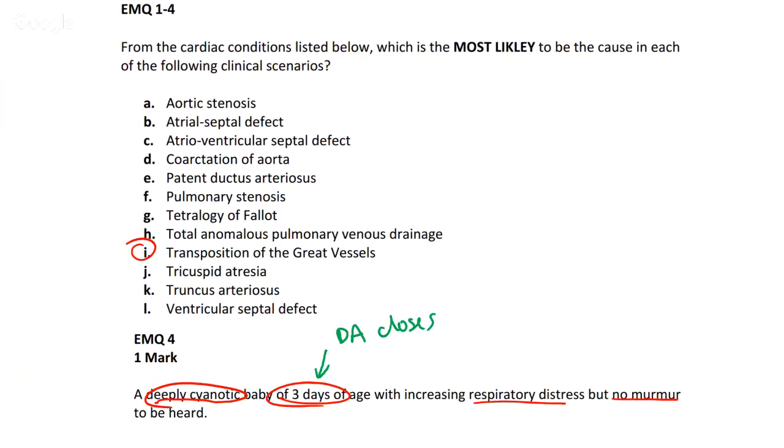Otherwise, the baby is going to die, because they don't have any connection to their lungs to be able to oxygenate that blood, which is why you require a VSD to be alive. So this baby is suddenly, at 3 days old, becoming respiratory distressed because they no longer are able to oxygenate that blood. Normally the blood would go through the ductus arteriosus, then to the lungs, and then back into the heart, and give the baby some kind of oxygen.